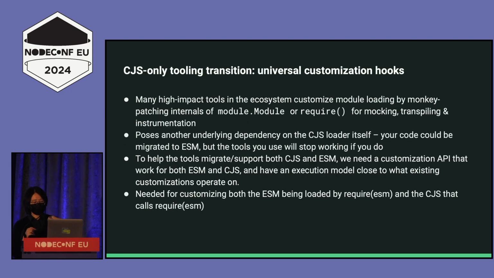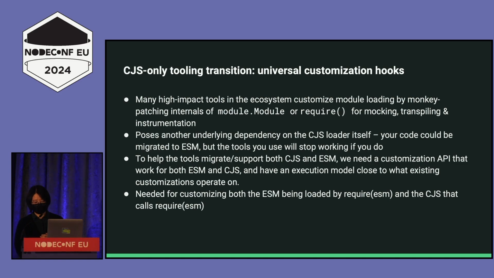Now we've talked about packages, but there's also one final hidden dependency in the ecosystem: tools that customize the module loading process, either for mocking, transpiling or instrumentation. Many high-impact tools have been doing this by monkey patching Module or require, and this poses an underlying dependency on the CommonJS loader itself. Users can migrate their own code to ESM, but if the tools they rely on are based on patching the CommonJS loader, their workflow will still break. So to help the tools migrate and provide universal support, we need a customization API that is universal and has an execution model close to what they already have.